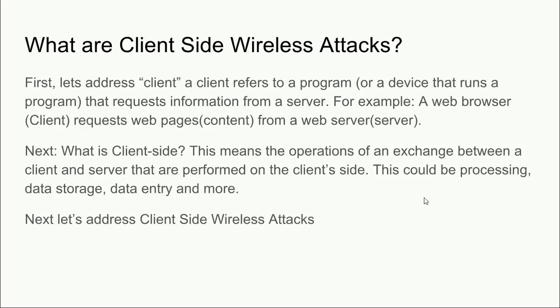So in this case, the client would be the web browser, or it could also refer to a computer that is running the web browser. It doesn't have to be a computer, it could be a printer, it could be lots of other types of devices. So what is client side referring to? This means the operation of an exchange between a client and server that are performed on the client side. This could be processing, data storage, data entry. It can be a lot of different things. So now let's talk about different types of attacks.